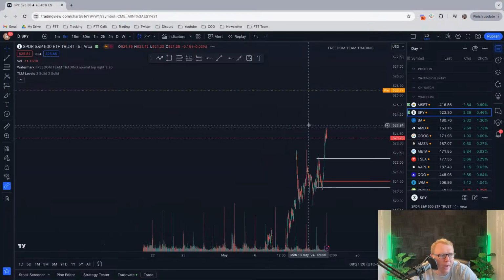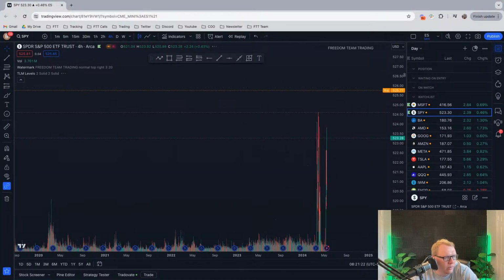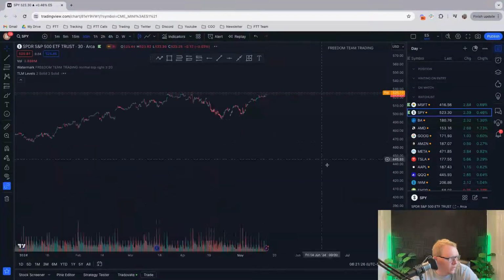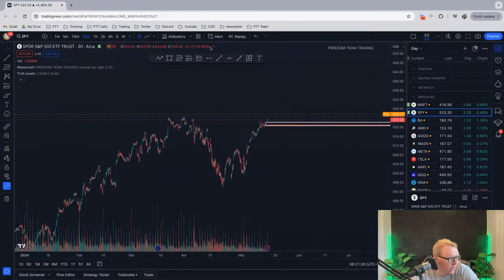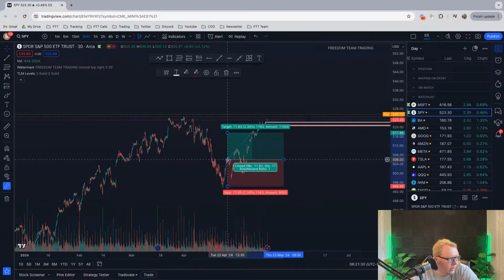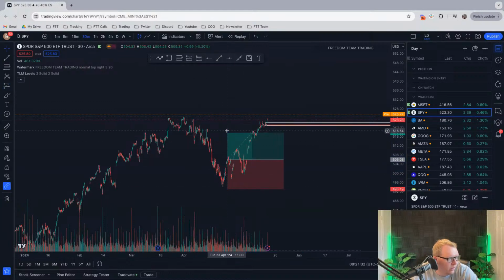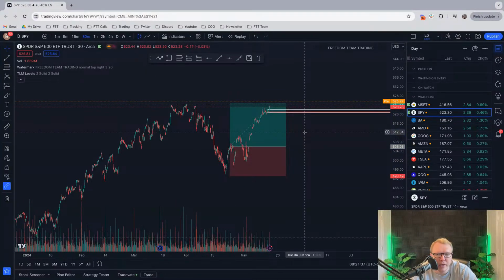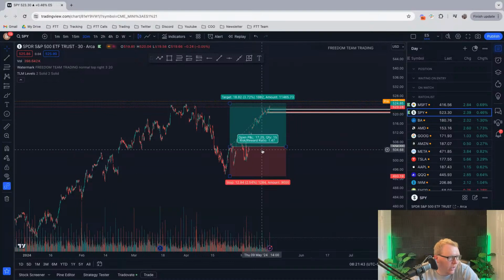I was in some SPY swings. If you're in Freedom Team, I posted them a long time ago, but I essentially got in on the 30-minute right here at this break, stop below the low. I was targeting those equal highs right up there. I was going to take profit at market open here in about 8 or 9 minutes. So really good trade there. Glad that one worked out.